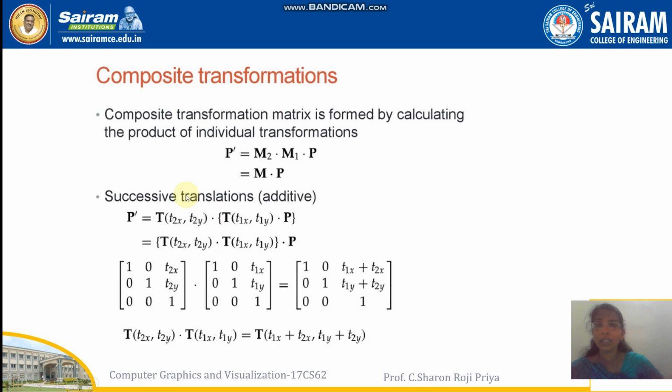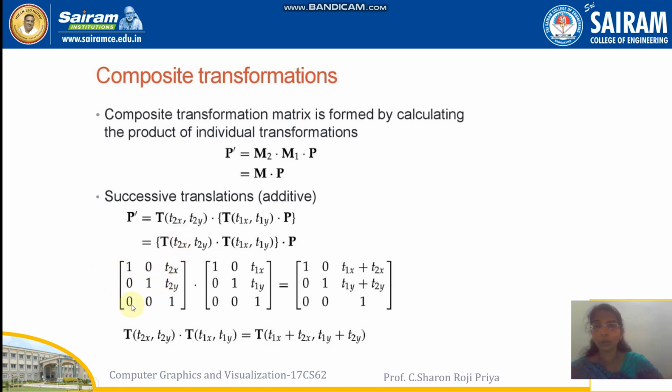Right, first I'll see what happens when I do successive translations. This is my point P. You know translation is nothing but displacement. Right, and this Tx is the translation distance along x-axis and Ty is the translation distance along y-axis. So to this point, first I have to perform translation and again I have to perform one more translation. Right, and you know composite transformation is performing a sequence of transformations. At the same time I can do matrix multiplication.